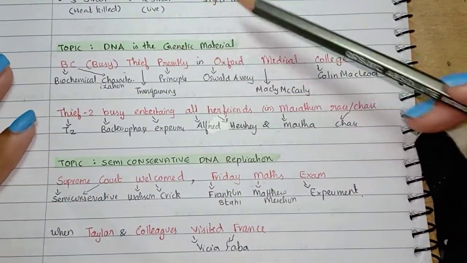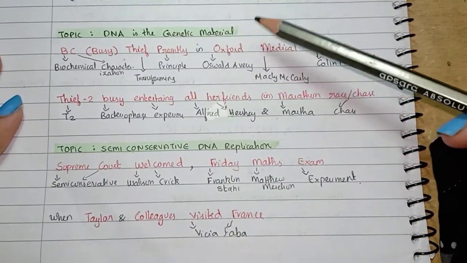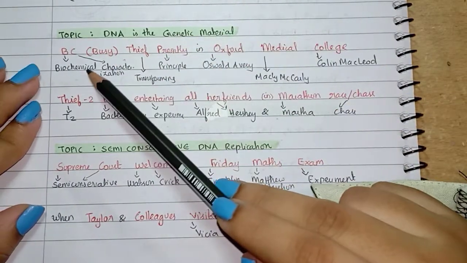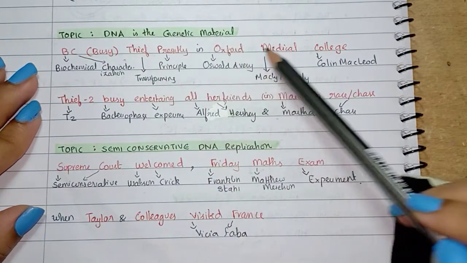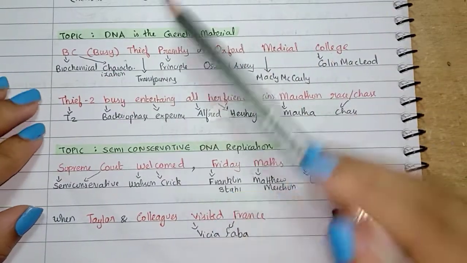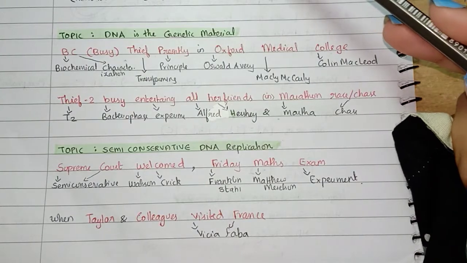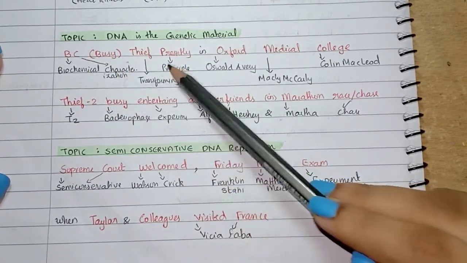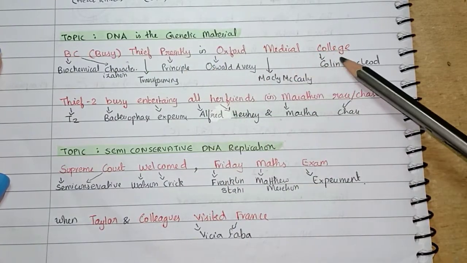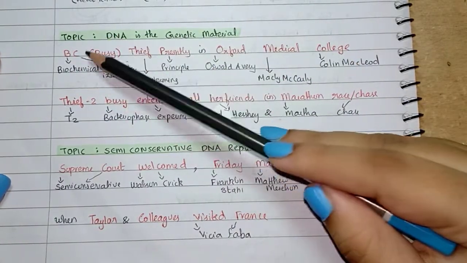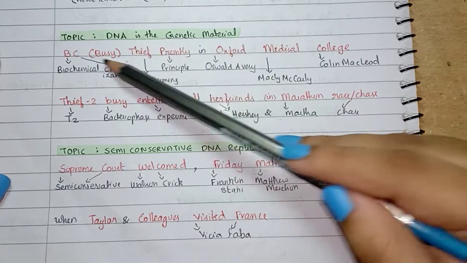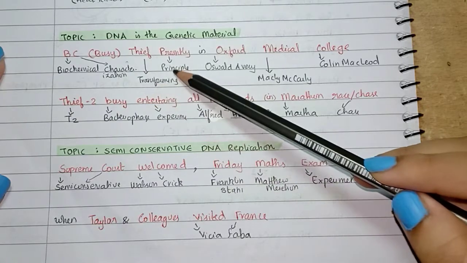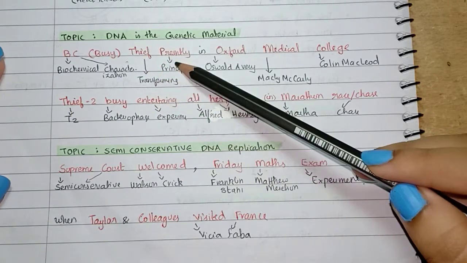Okay, the next topic is DNA as genetic material. DNA is genetic material. There will be two tricks for this, that is busy thief presently in Oxford Medical College. Now that thief, the same thief, we are learning about this thief for so long. Actually now that thief is busy thief presently in Oxford Medical College. Busy for biochemical characterization of transforming principle. Thief presently, that is transforming principle.